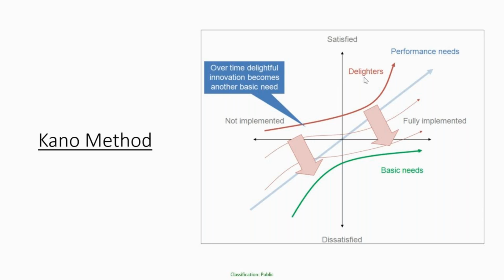Let me also cover the other two, which are not that important because those are not really considered most of the time, but still, let's cover it. The fourth one is the indifferent needs. Indifferent in the sense, these are the features or requirements which neither increase the satisfaction for the customer nor decrease. The customer does not bother at all.